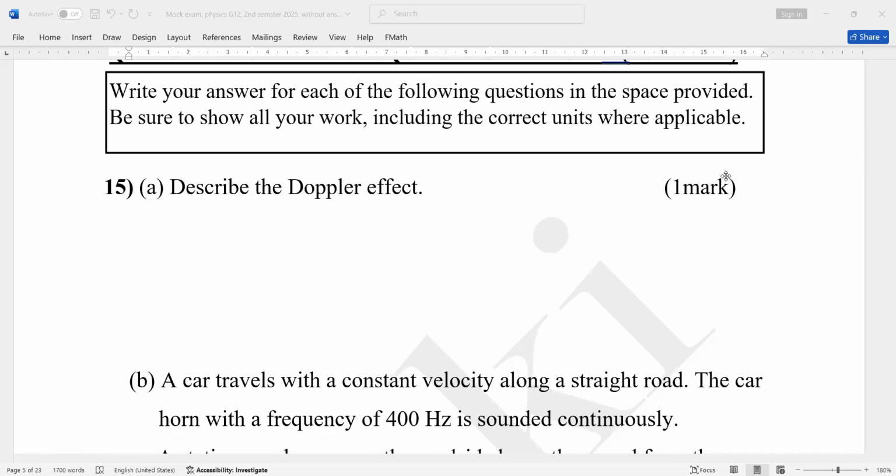Okay, now we start the mock exam by solving the extended question number 15, part A. Describe the Doppler effect. Doppler effect is change in wave frequency during the relative motion between a wave source and observer. Now, part B. We read the question, be careful.